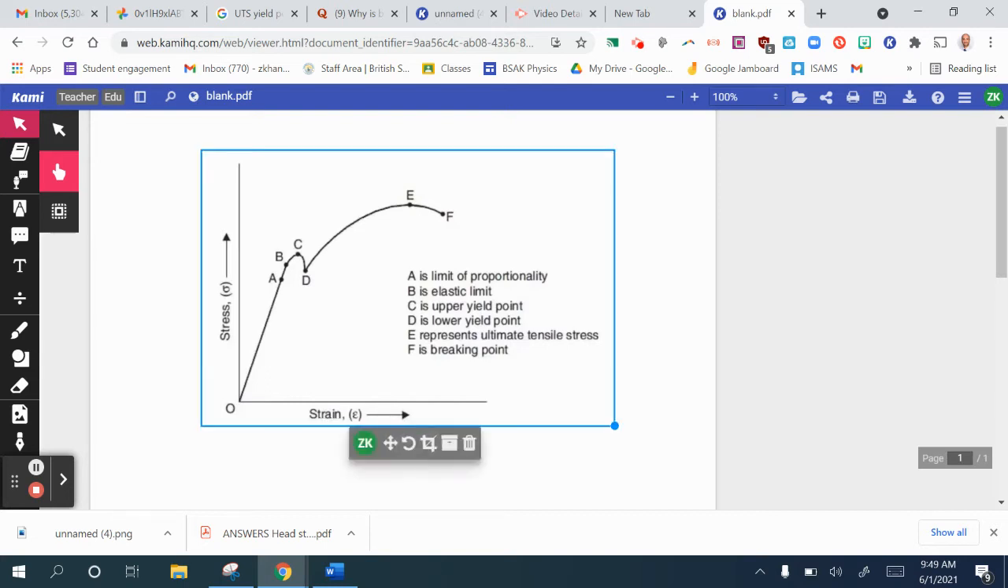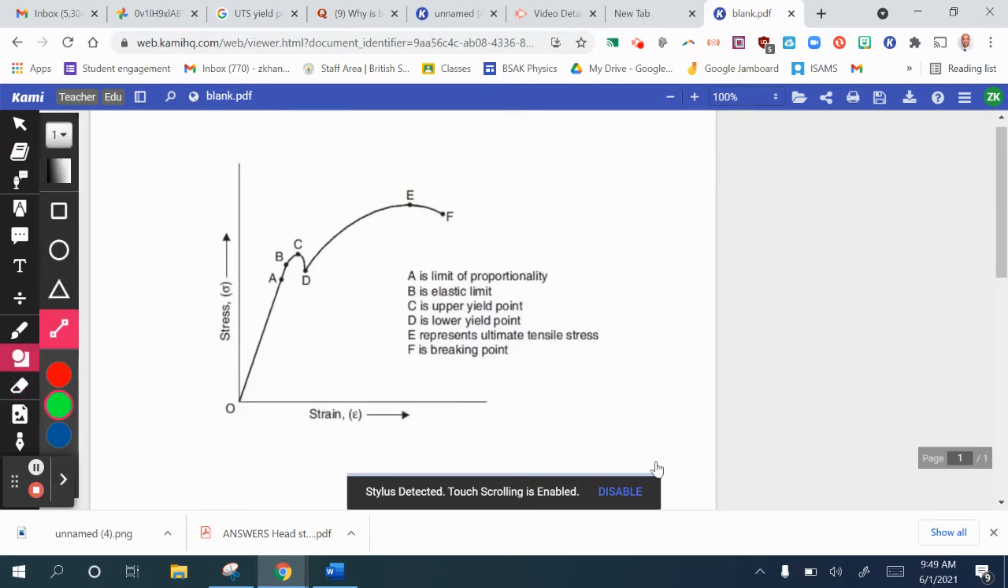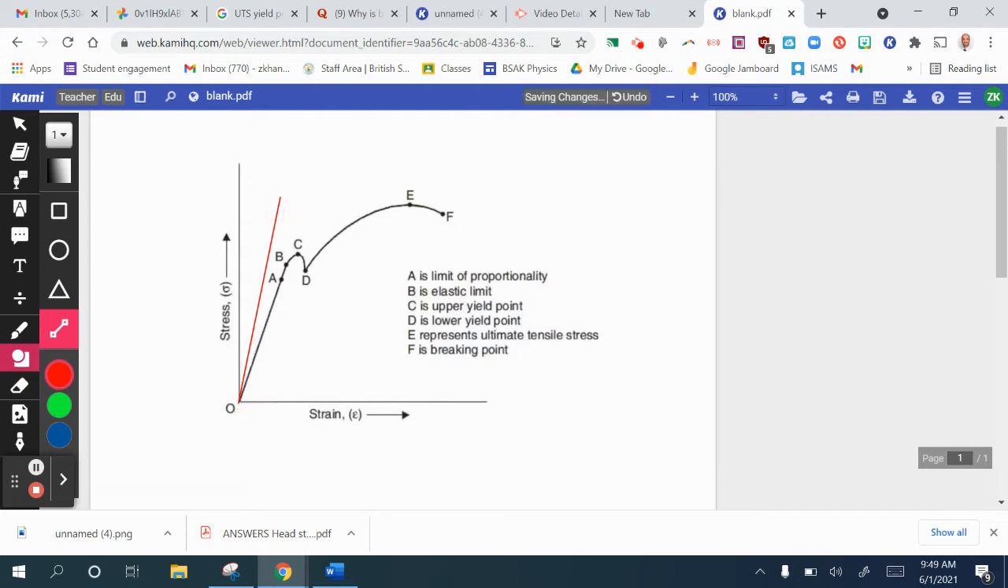Okay, now that is the ultimate tensile stress. For a brittle material, let's say you've got a brittle material, and let's say there we go. Now, E and F. That point there is E, the ultimate tensile stress, because it's the highest possible stress. But when it gets to the ultimate tensile stress, it also breaks. So that's F as well. So it's not just E for a brittle material. Okay, if you want to identify it on a graph, it's quite easy. You just pick the highest point on the stress, and that's what you get.